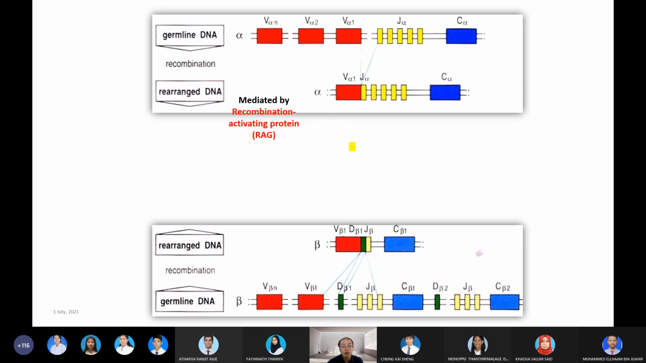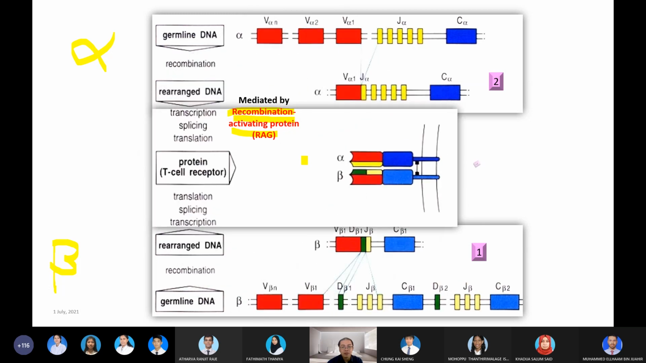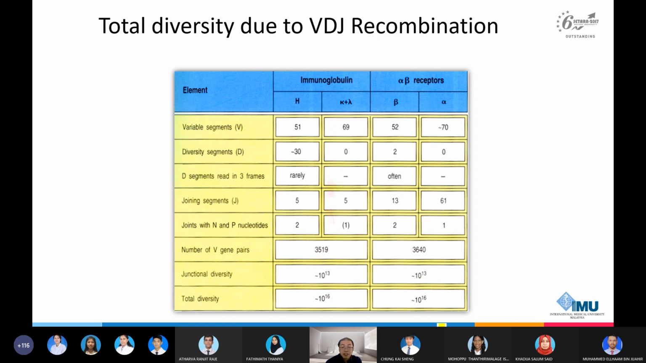Okay, so I'm going to show you how rearrangement occurs. As you can see, this is your alpha and this is your beta chain. This process is mediated by recombination activating proteins, which results in formation of the T cell receptor. This is actually quite simple already. I don't want to go through this in detail, but the crucial process here is this one, with an important enzyme. All I really want you to appreciate here is that this will result in total diversity.